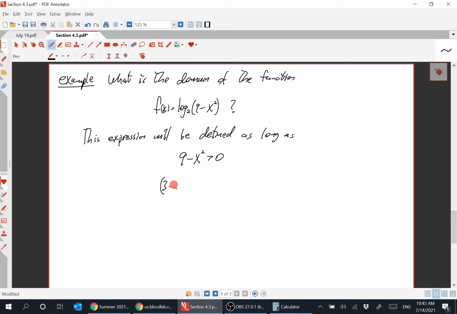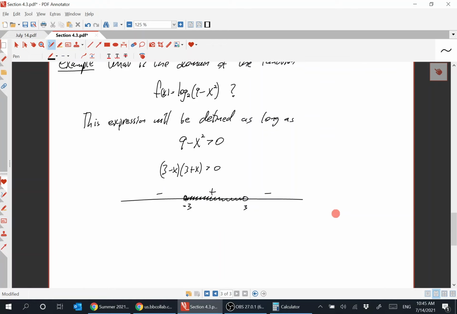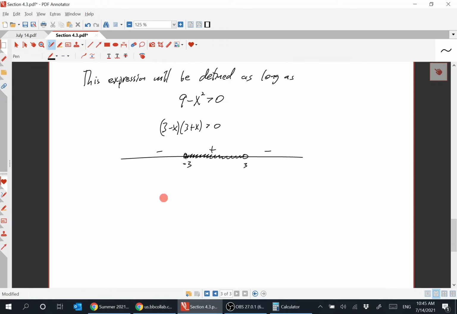So this is 3 minus x times 3 plus x, bigger than 0. Putting these on a number line, here's the minus 3, here's the positive 3. If you test these intervals, you get that the polynomial is negative here, positive here, negative here. So the domain is minus 3 to 3.